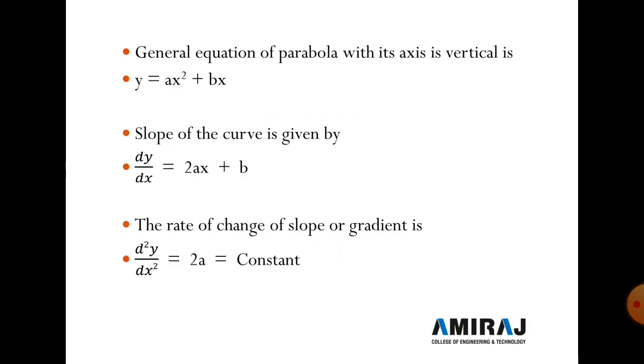Now the general equation for a parabola with its axis vertical is y equals ax square plus bx. The slope of the curve is given by dy by dx, by differentiating this equation. So dy by dx equals 2ax plus b. The rate of change of slope or gradient is d square y by dx square. Differentiating another time, d square y by dx square equals 2a, which is a constant value.